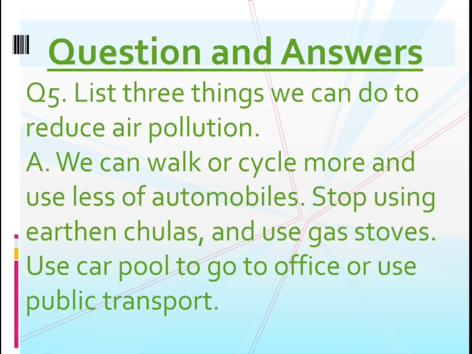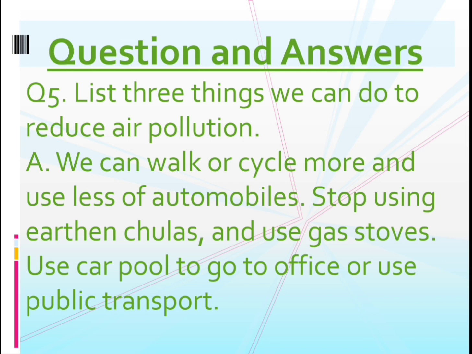Here I have written: we can walk or cycle more and use fewer automobiles, stop using earthen chullas and use gas stoves, use carpool to go to office, or use public transport. Other than that, if you have any other ways to reduce the air pollution, planting trees, that also you can write. In the question there are only three things, so I have written these three. Write this answer in your classwork and please learn it.